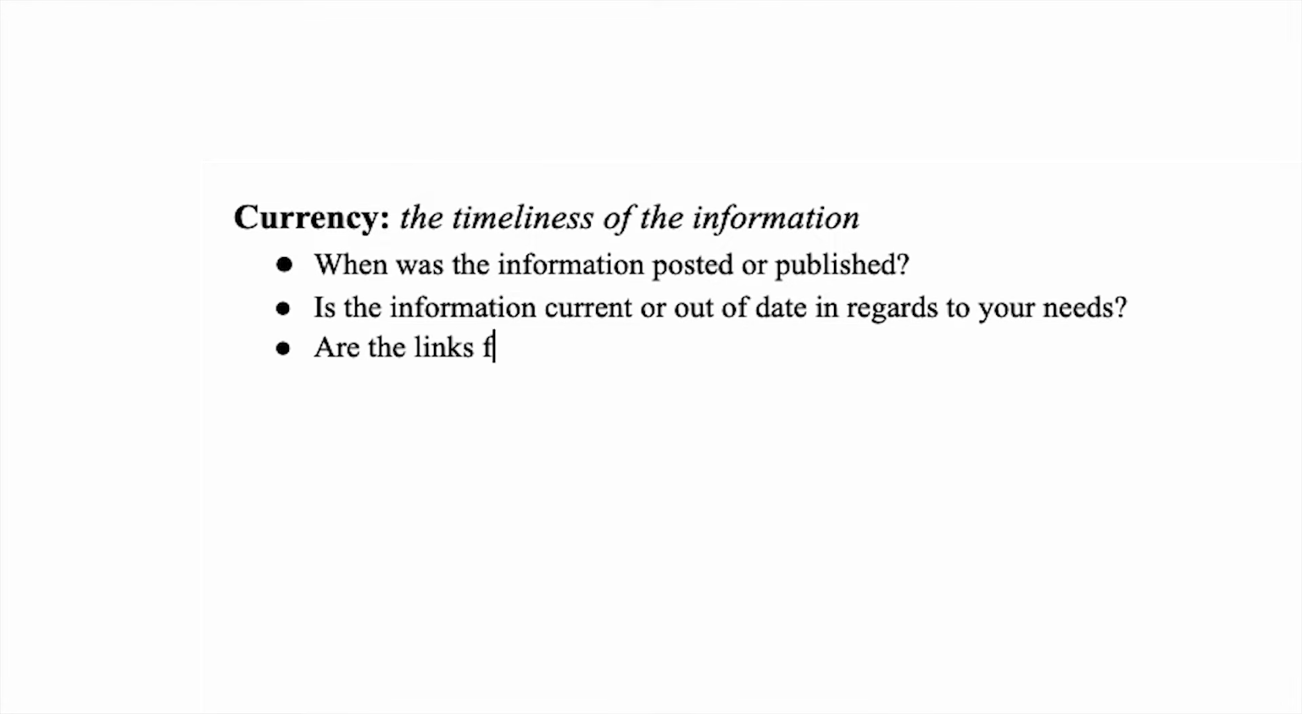To determine whether or not a source is current, here are a few qualifying questions you can ask. When was the information posted or published? Is the information current or out of date in regards to your topic? Are the links on this website functional? Faulty links are a classic sign of an outdated article or website, so it's something you want to be aware of. Alright, cool. So moving on to the next one, which is relevancy.